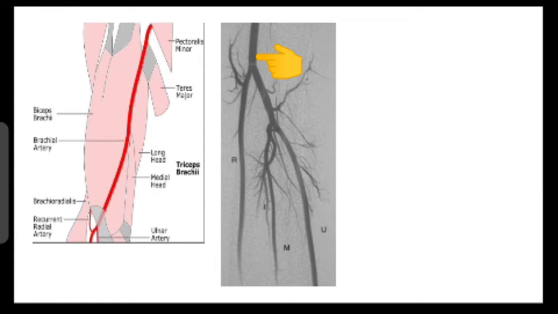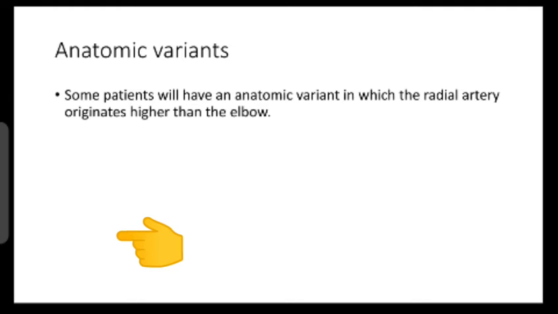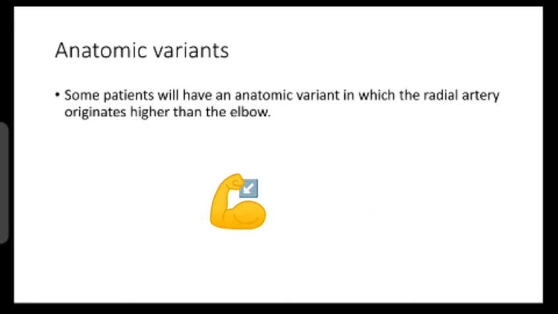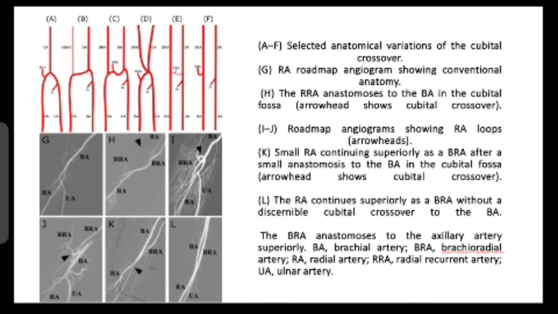Here is the diagram and angiographic image of the brachial artery dividing into the radial and ulnar arteries. Some patients will have anatomic variants, and the most common variant is the radial artery originating higher than the elbow. The various anatomic variants have been shown in the figure.